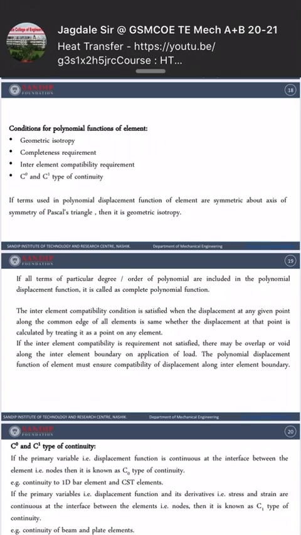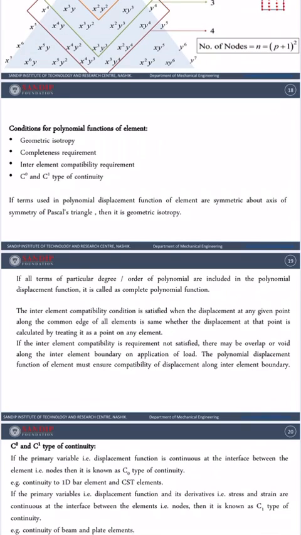Polynomials of order n that are not complete. Suppose this polynomial is not complete, but there are some appropriate terms which satisfy the symmetry of that polynomial shape function, then we can say that the geometric isotropy is satisfied by the selected displacement function. In this way you can check or satisfy the geometric isotropy for the selected displacement function.